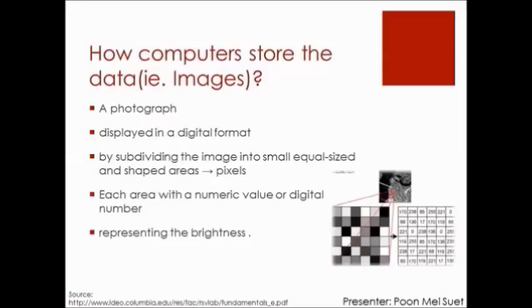As we said before, the sensor records the reflectance, and there may be a strong or weak reflectance. Different reflectance means different levels of brightness. The computer uses a numeric value to represent the relative brightness. Each area contains a numeric value which is called a digital number.